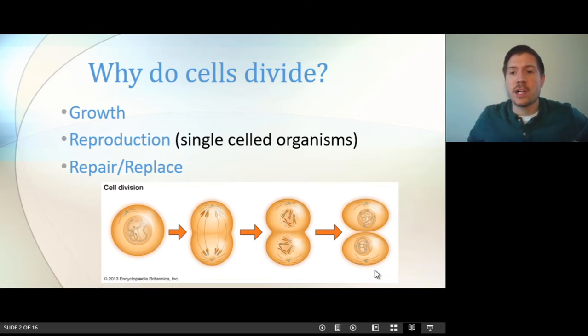And one of the more common reasons for division is to repair damaged tissue or to replace cells that have gotten old. Cells do age, and you need to replace them with new cells over time.